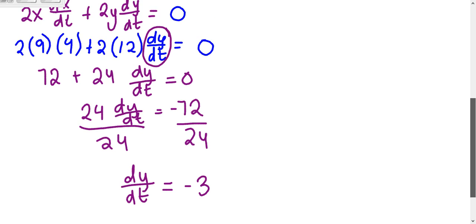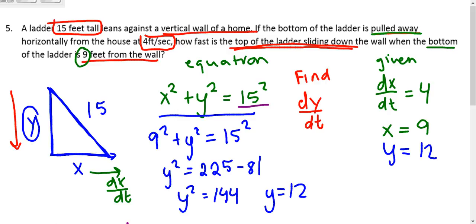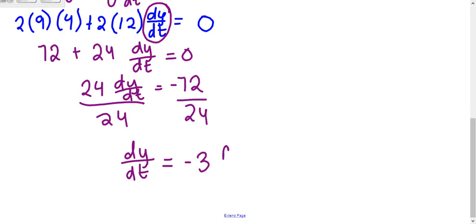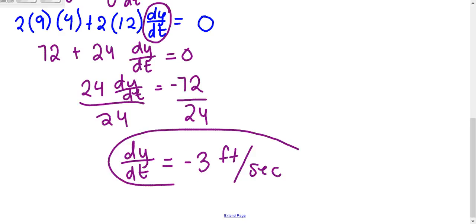Don't forget your measurements. So we're looking at y. Y is the distance here. That is one-dimensional. So that means that we just need our measurement to be regular old feet per time, which is second. So we have feet per second. And there's our answer.